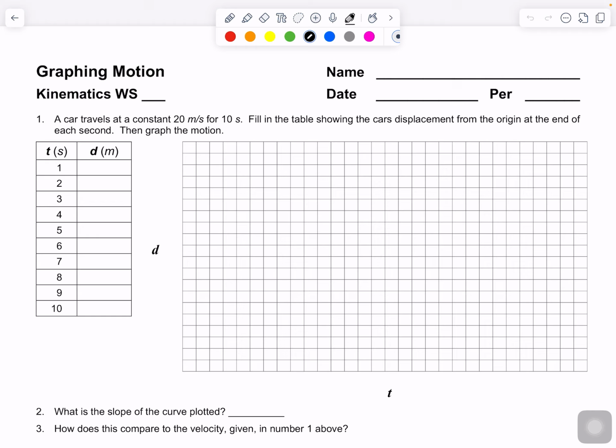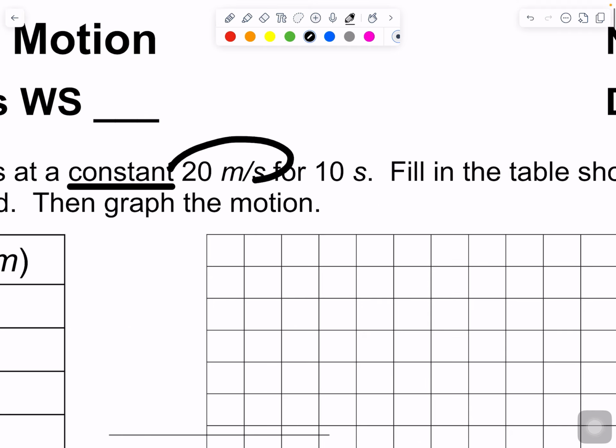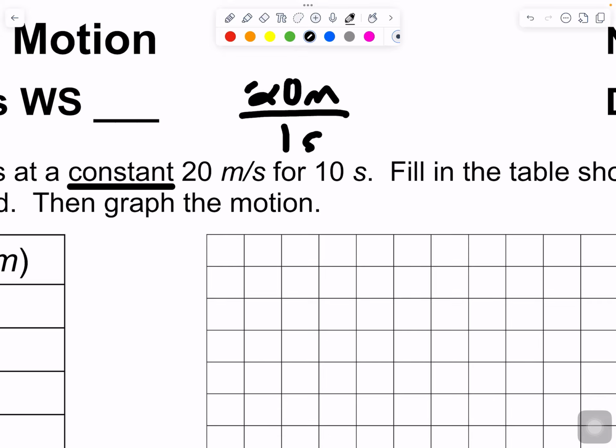It tells us a car travels a constant, which means the same, right? 20 meters per second for 10 seconds. Fill out the table showing the car's displacement at the end of each second. Well, what does 20 meters per second mean? It means the car goes 20 meters every 1 second.